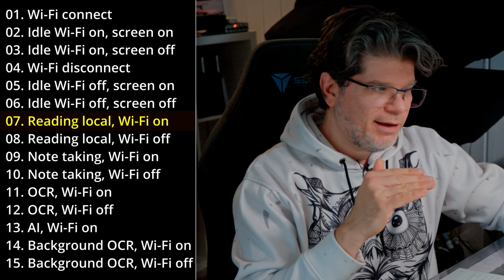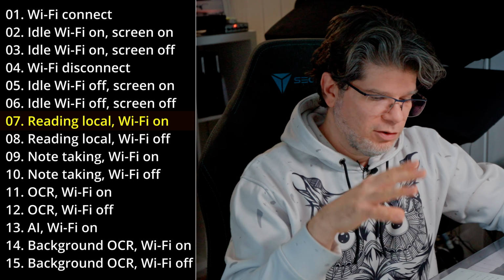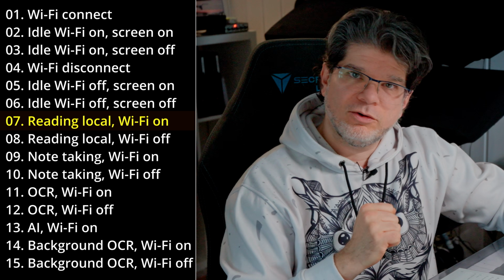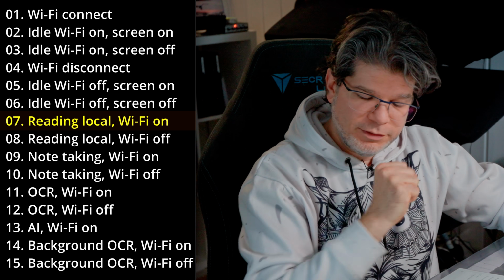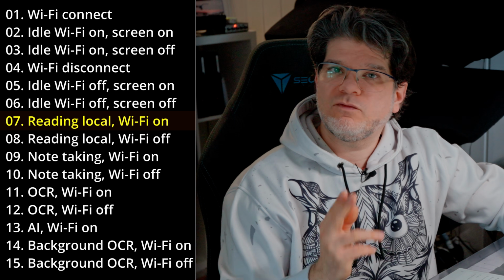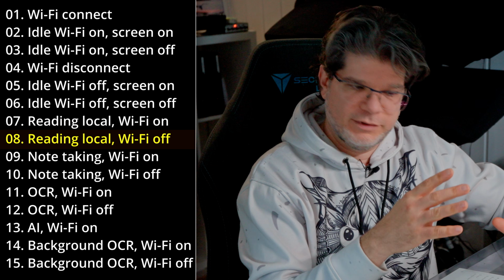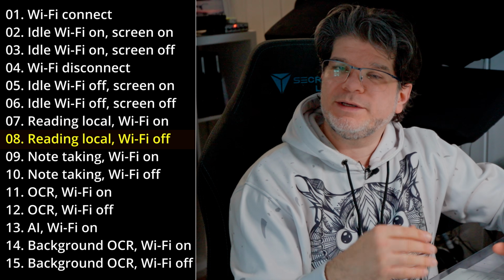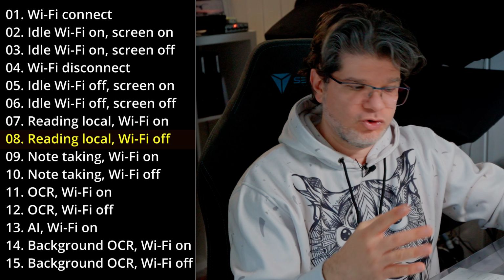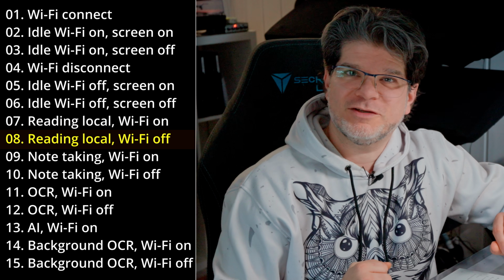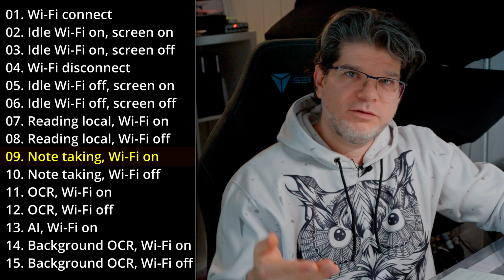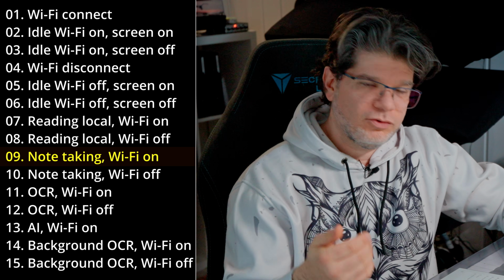Tests 7 and 8 regard the reading operations of a local document. I open up a local document, just a document that's on the device itself, and I start reading for about 5 minutes. They are the same type of reading operations, but one is with the Wi-Fi on, the other with the Wi-Fi off, so that we can capture and see again the communication state of the device. And then we get tests 9 and 10, which are note-taking, again with the Wi-Fi on or off.